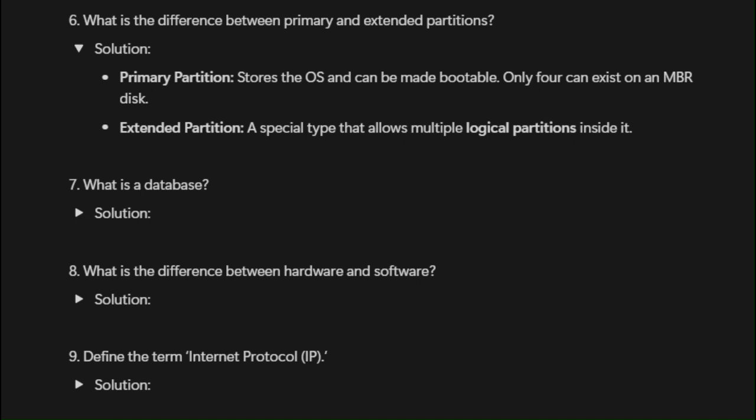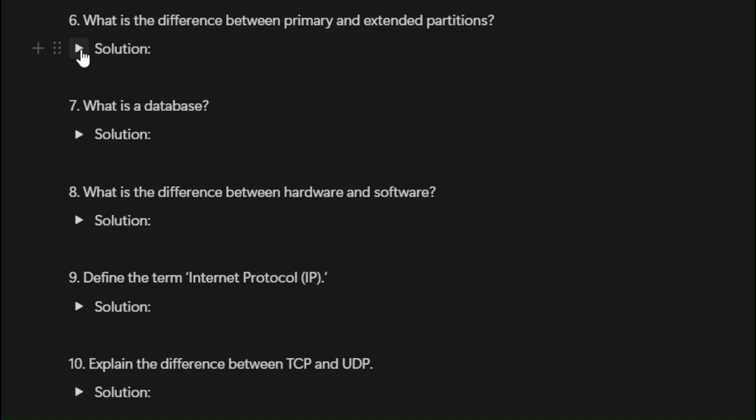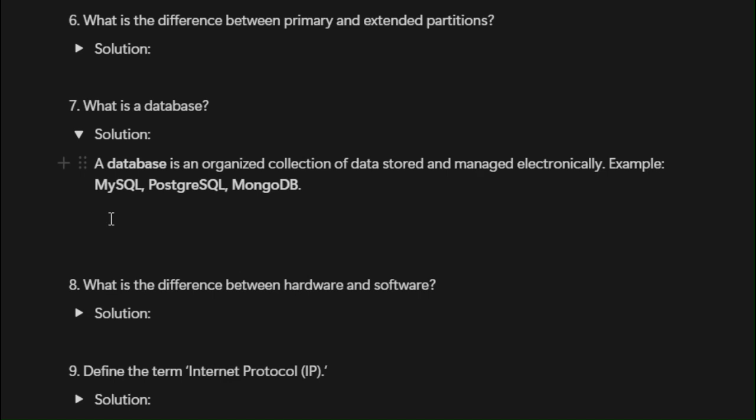Now let's see what a database is. The database is a collection of data that is organized so that it can be easily accessed, managed, and updated. The data can be an image, video, text, document, etc. Let's see the solution. A database is an organized collection of data stored and managed electronically. For example, MySQL is a database, MongoDB also is a database, and PostgreSQL. This is the definition of a database.